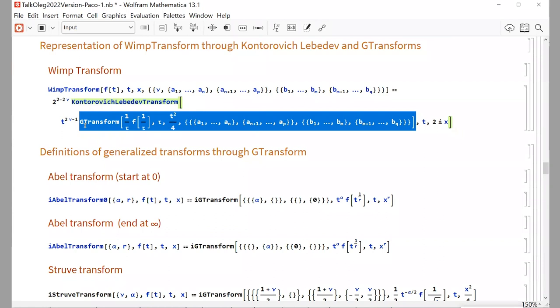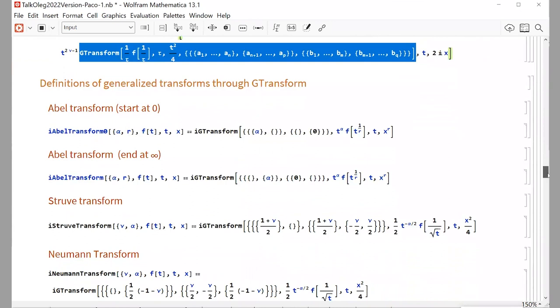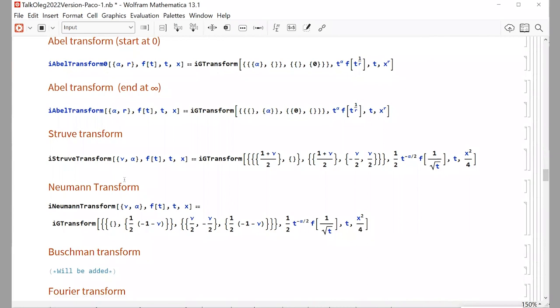We come to Kontorovich-Lebedev. Kontorovich-Lebedev is a particular case of the Wimp transform, the main case. And for these transforms, we can write representations. And here you see that this generic transform and particular transforms are convertible to cases of Z transform. Right now, we realized these formulas. They are partially working in our packet, which was written together with Michael Trott and with Paco. And below, I show examples of how it works.